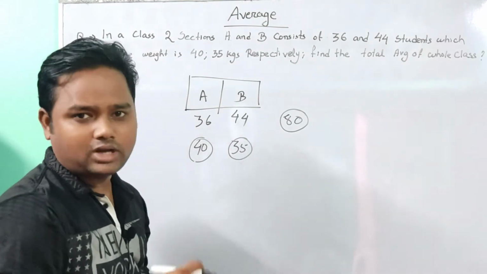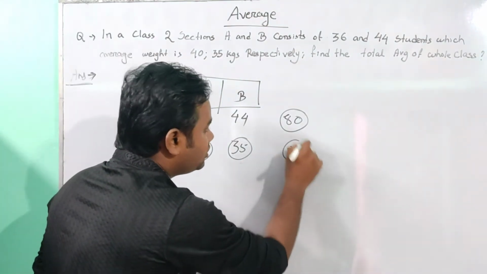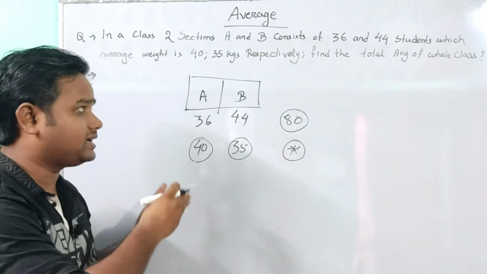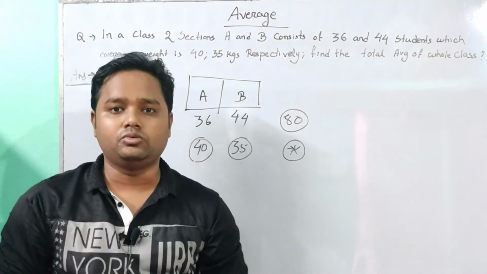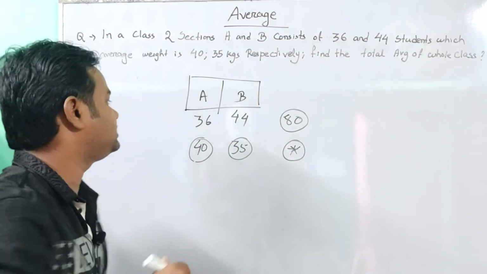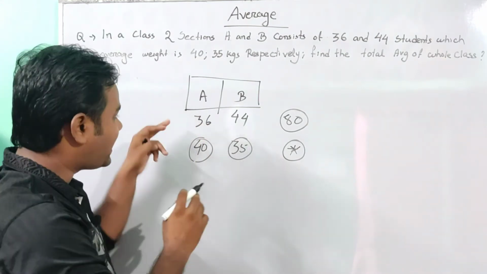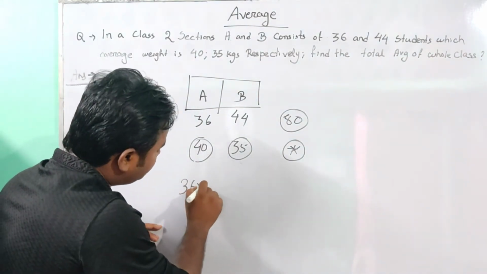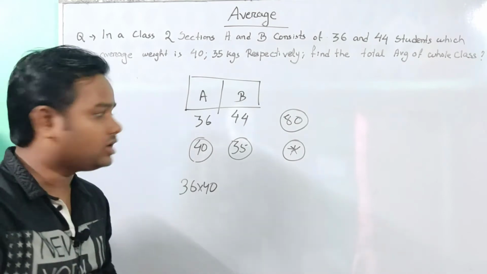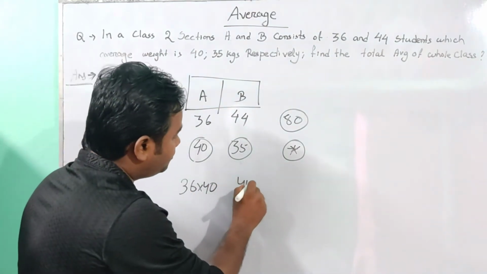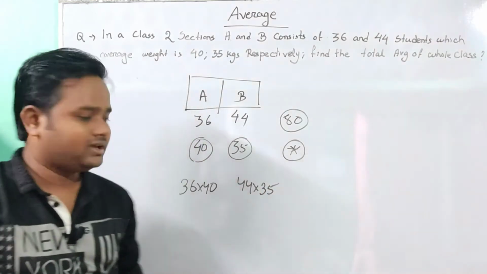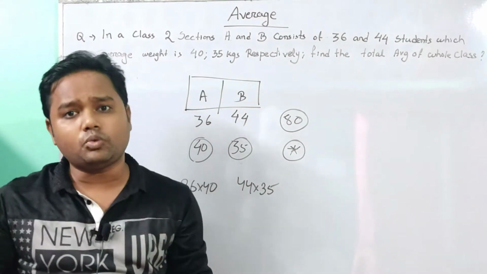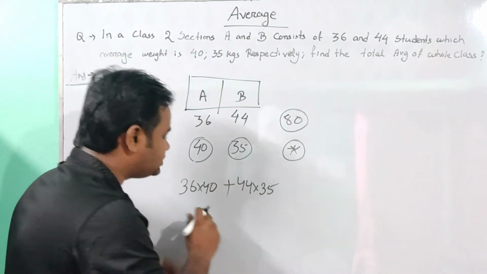So we have to find the average of the total class. For finding it, first of all we have to check the total value in an average question. If the average weight of 36 students is 40, then the total weight will be 36 into 40, whereas the total weight of section B will be 44 into 35. This is the total weight of section A, and this is the total weight of section B. So the total weight of the class will be the addition of these two.